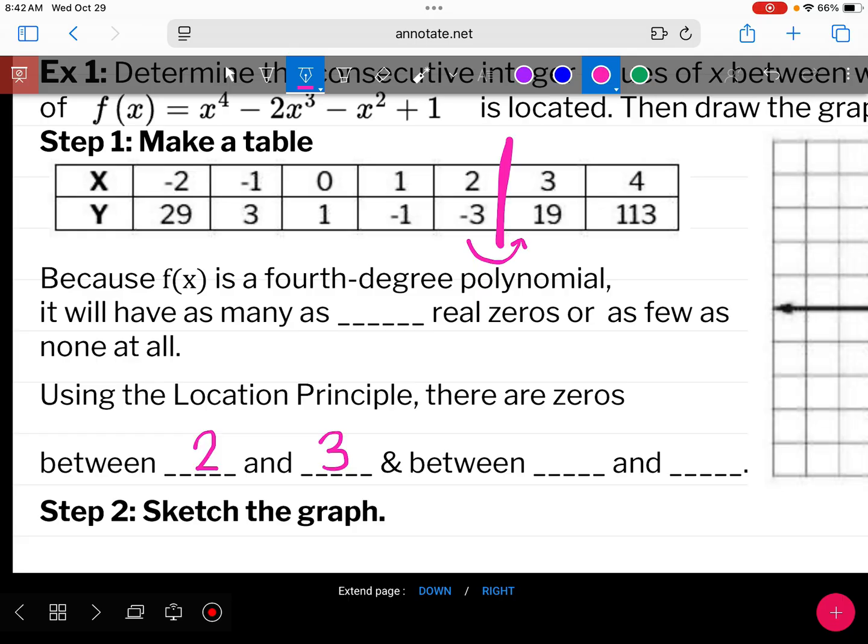Is there another place where my y values change sign? Between 0 and 1. Yeah, between 0, 1, and 1, -1. I go from positive to negative. So positive to negative. So when my x is 0 and my x is 1, between those two I should have a root.